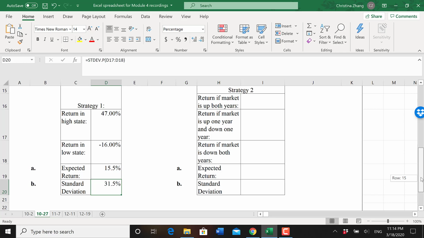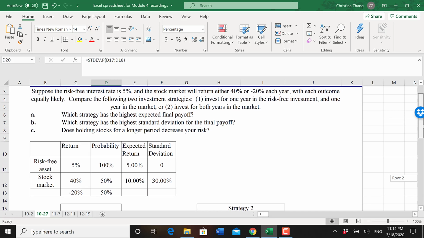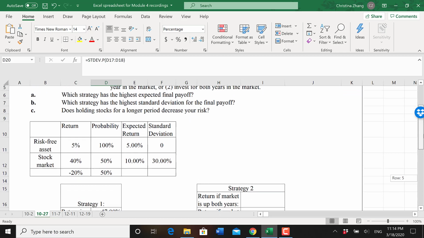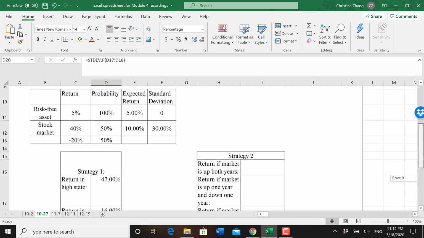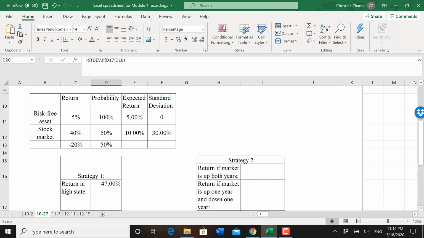Okay, all right, so let's take a look at strategy 2. For strategy 2, you're going to invest for both years in the market. Okay, all right, so return if market is up for both years.